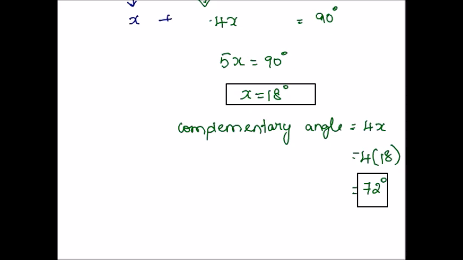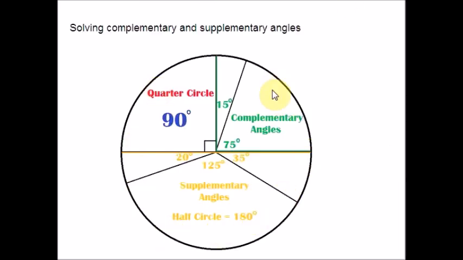I have pasted a figure of the angles. The lower half, that is the half circle, is the supplementary angles. 20 plus 35 plus 125 will give you 180 degrees. And please look at this green portion. This 90 degrees is divided into 2. So if you just add these two and check whether you're getting 90 degrees, it will prove. 75 plus 15 is 90 degrees. So these two form complementary angles. These two angles are complementary and these three angles are supplementary.